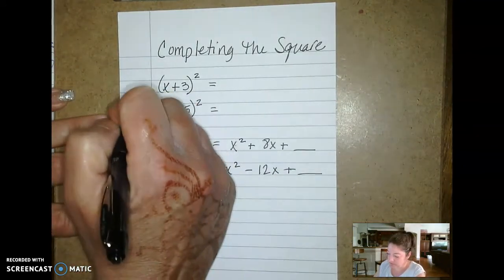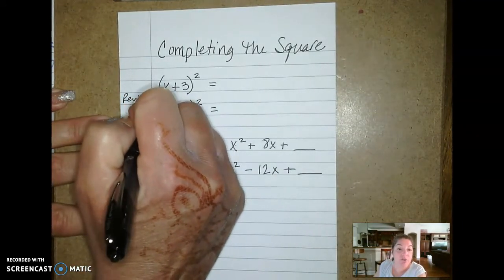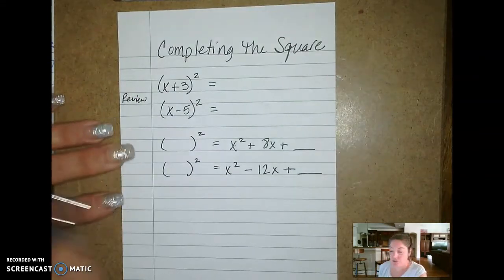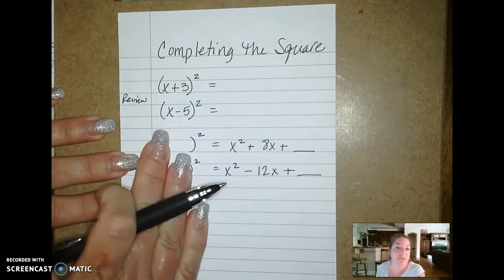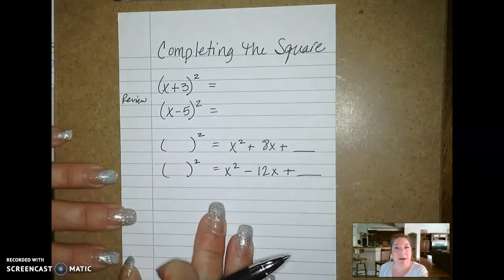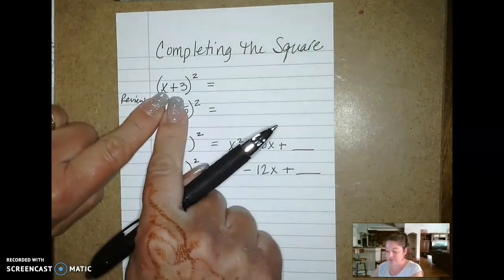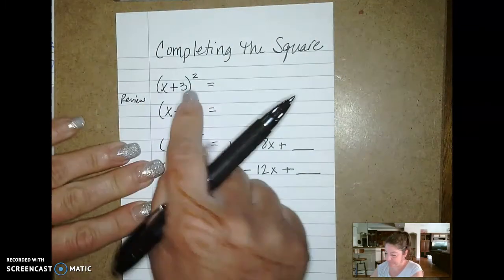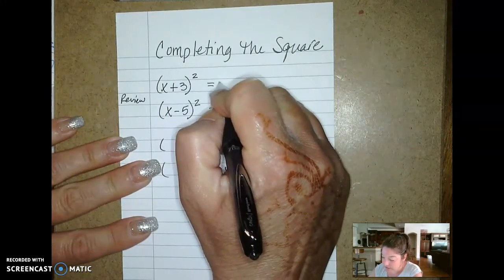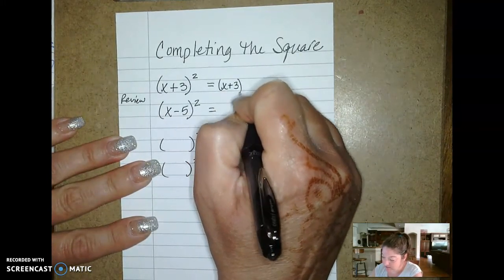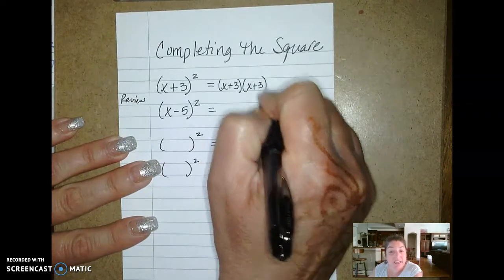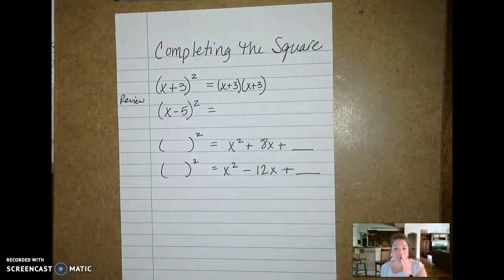I want to take a minute really quick and review something with you, okay? These first two problems are just review, and then I'll show you what it looks like to go backwards. So let's do x plus 3 squared. You have some choices. You can write x plus 3 times x plus 3, and if you remember the pattern, you can go ahead and just do it. That's your other choice.